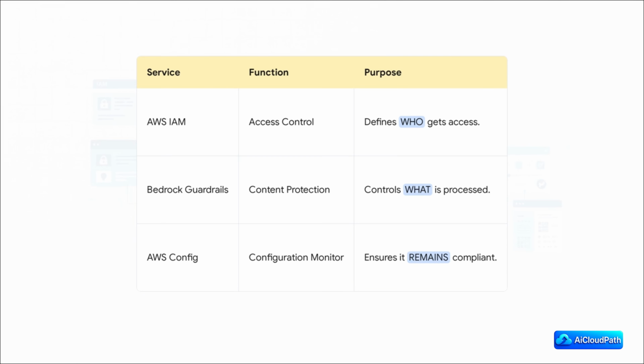Bedrock Guardrails are your input and output protection. They control what the AI is allowed to talk about. And AWS Config is your configuration monitor. It makes sure the whole system remains secure over time. Who, what, and remains. It's a really simple way to remember their different but connected jobs.